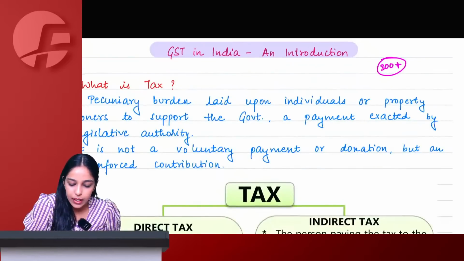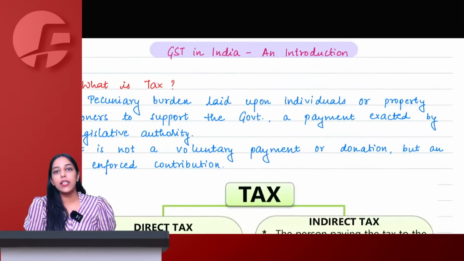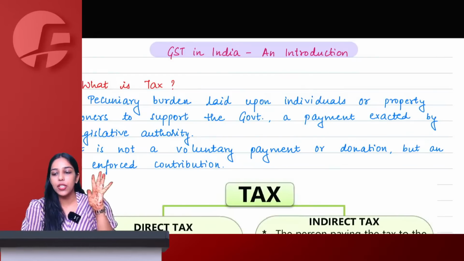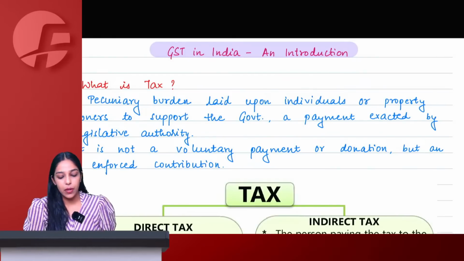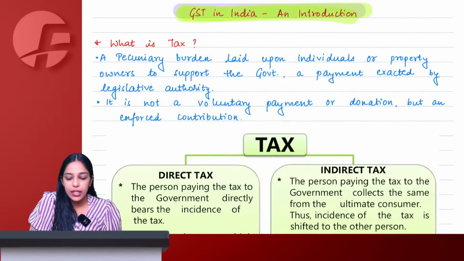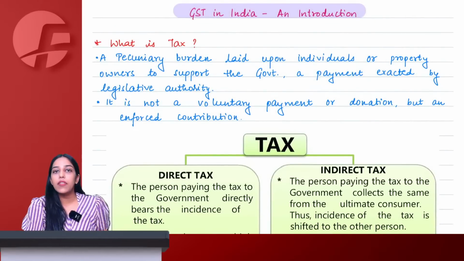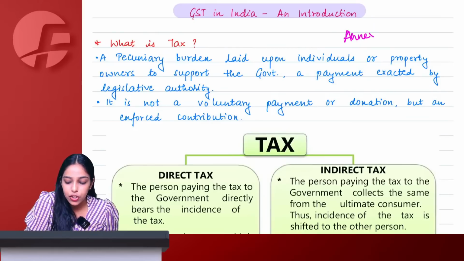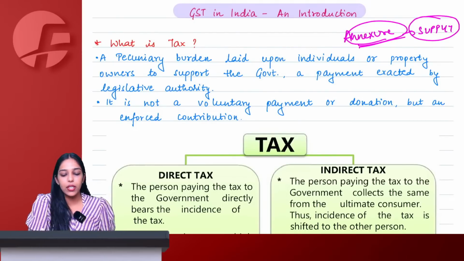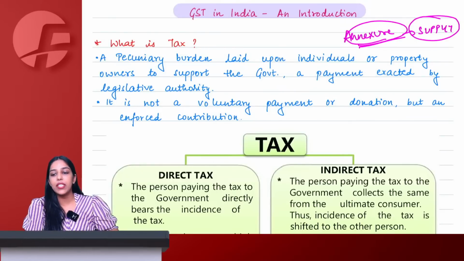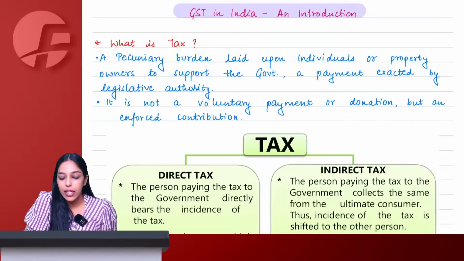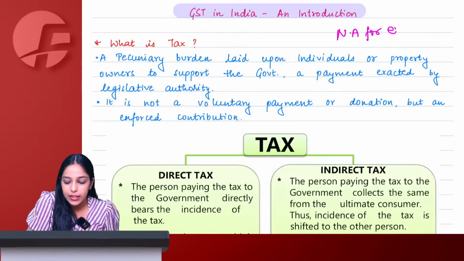So today's target is to finish off supply, composite and mixed supply, charge, composition levy and registration. Chapter number 1, which is GST in India and introduction, is given in your module as an annexure to the chapter of supply. It has all of these details, but the module itself says that this is not applicable for examination.